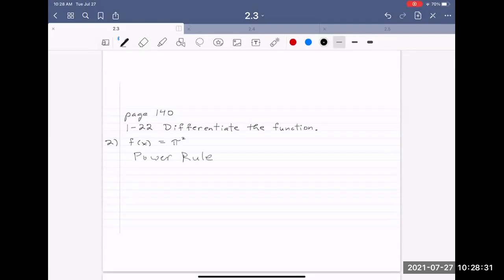Actually, let's not put it in this color. Let's put it in a different color, and you'll figure out why in a second. Okay, so let's do the power rule. The power rule says that the derivative of x to the n is n times x to the n minus 1. Therefore, the derivative of pi squared is 2 pi to the 2 minus 1, which is 2 pi.